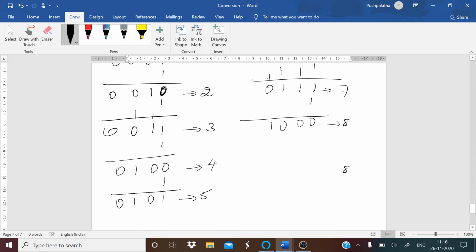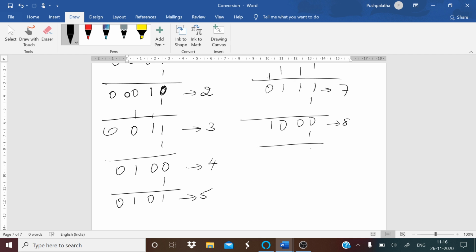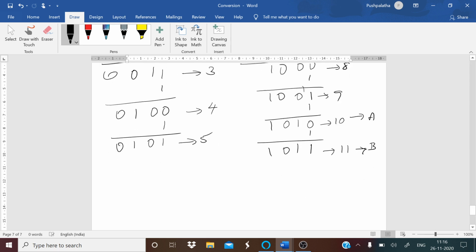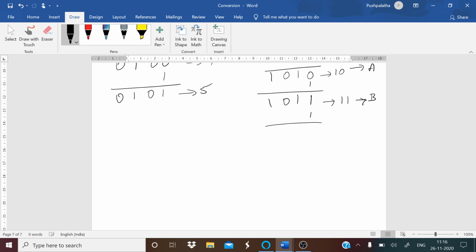This is your 8: 1000. And again add 1. 0 plus 1 is 1, so 1001. This is your 9. And again add 1. 1 plus 1 is 0 with a carry of 1, so 1010. This is your 10. And again add 1. 0 plus 1 is 1, so 1011. This is your 11. 10 is represented as A, 11 is represented as B. And again add 1. 1 plus 1 is 0 with a carry of 1, twice, and 1 plus 0 is 1.